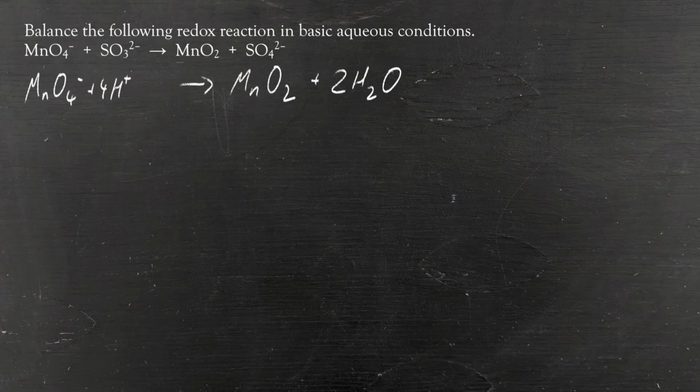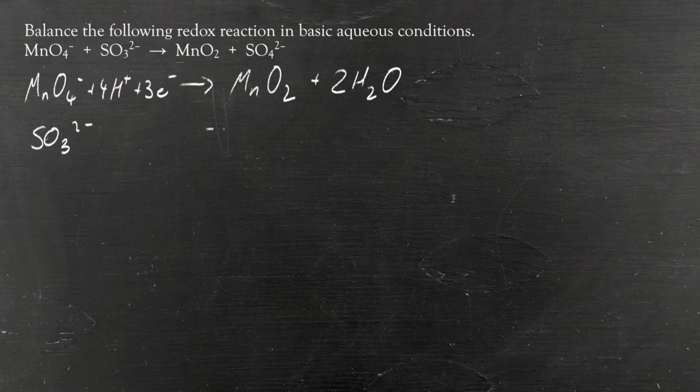With all the atoms accounted for, it's time to think about charge. The right-hand side, neutral, no charge. Left-hand side, sums to +3, so we're going to need 3 electrons. And now everything is balanced. So let's look at the other half equation.